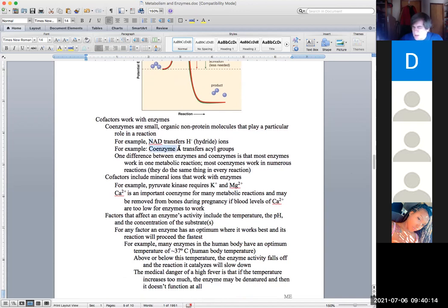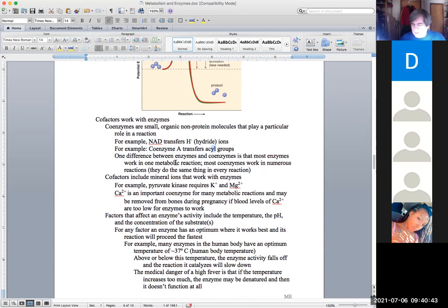There's another coenzyme called coenzyme A. And coenzyme A transfers something called acyl groups. So usually things that end in YL have this acyl functional group. If you recall, when we talked about chemistry, we said there are several dozen functional groups. We only focused on a few of the most common ones.